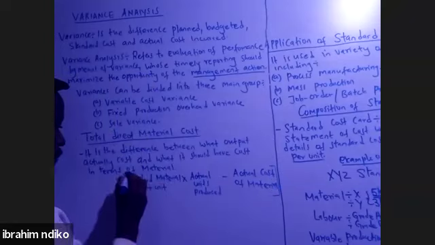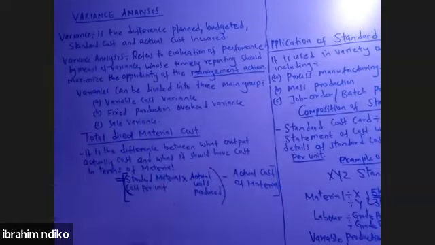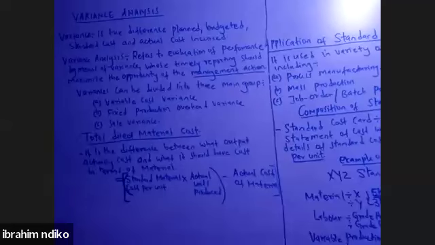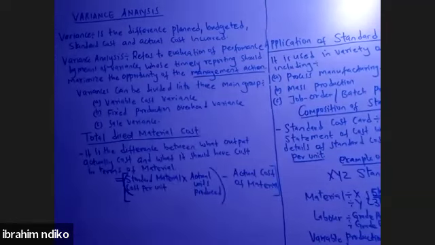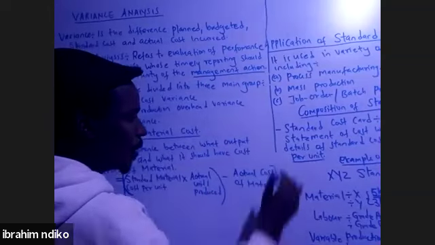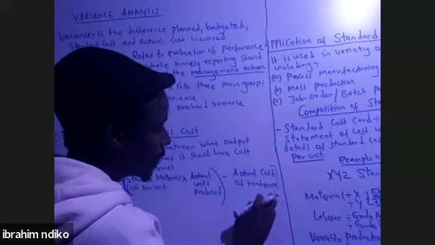Sio kama hiyo inaonekana, niweke hivyo. So unaanza na standard material cost per unit. You multiply with the actual units produced. Then ukishapata you minus the actual cost of the material. I think that one is very explanatory in that order.